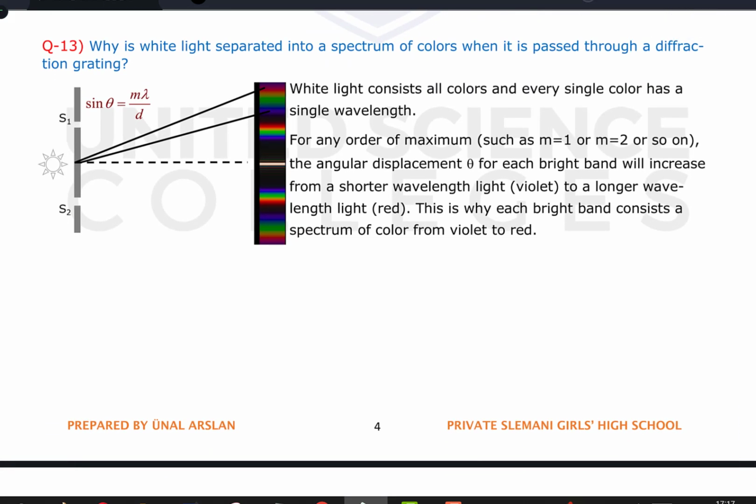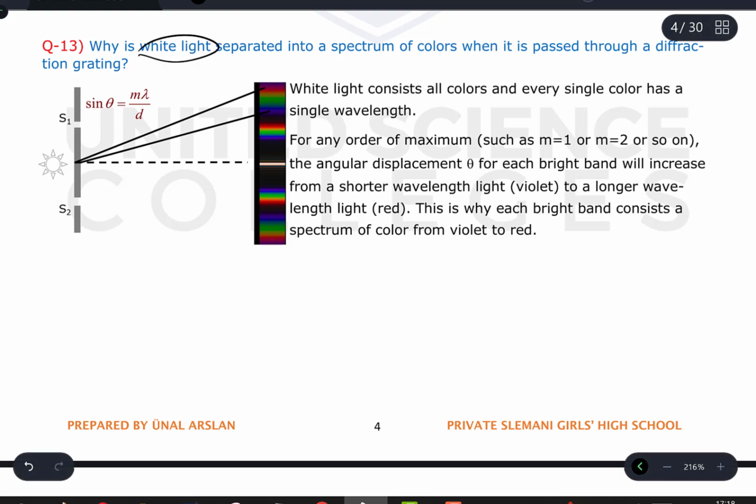Question number 13. Why is white light separated into a spectrum of colors when it is passed through a diffraction grating? White light is composed of a spectrum of colors from red to violet. Red has a longer wavelength, violet has the shortest wavelength. The longest wavelength color, which is red, will have a greater theta. The position angle is going to be greatest. For red, this is going to be the angle theta, but for violet, it's going to be a smaller theta.